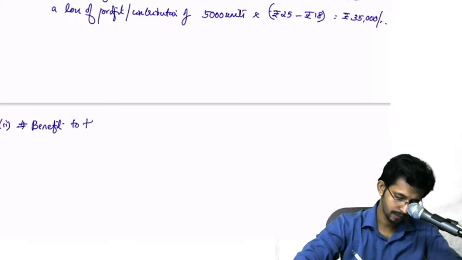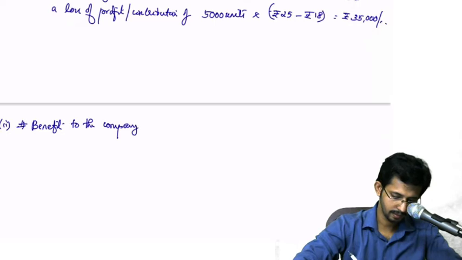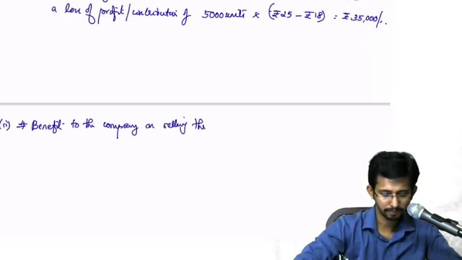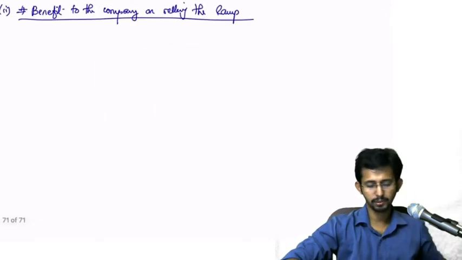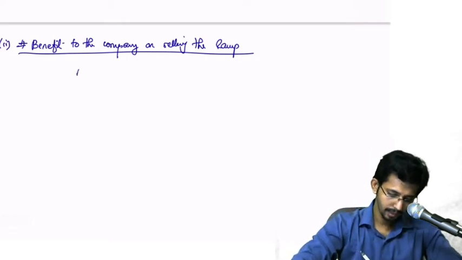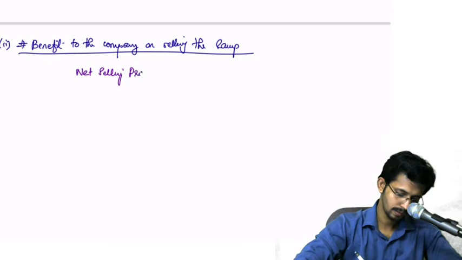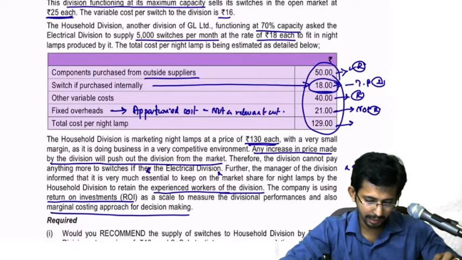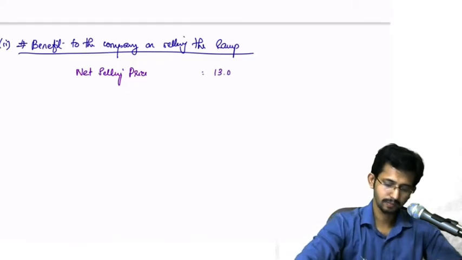Benefit to the company on selling the lamp. Okay, on selling the lamp, what is the benefit to the company? We'll find it. Net selling price. If one lamp is sold, what would be the rate? It is 130. So they will get 130.